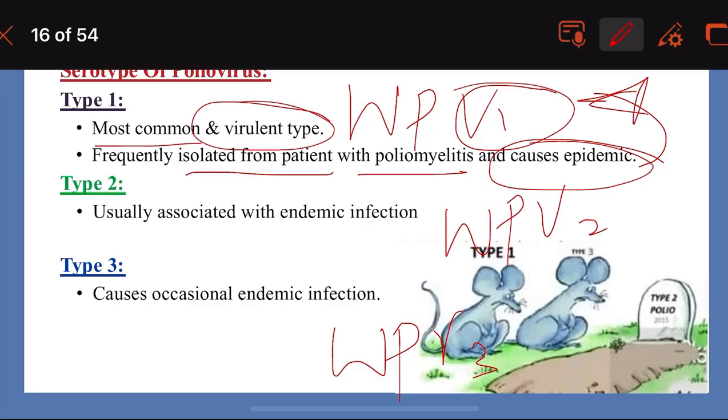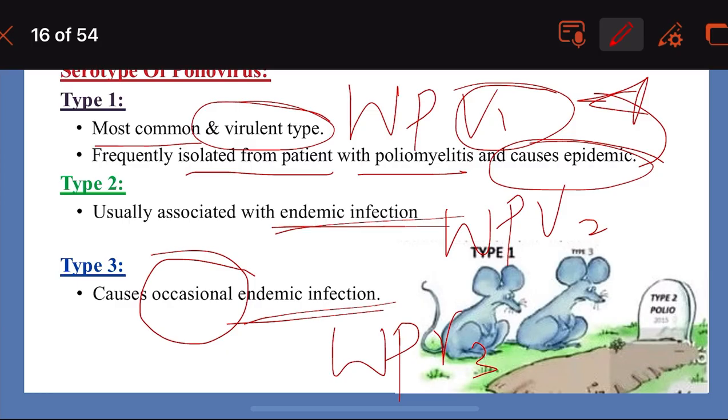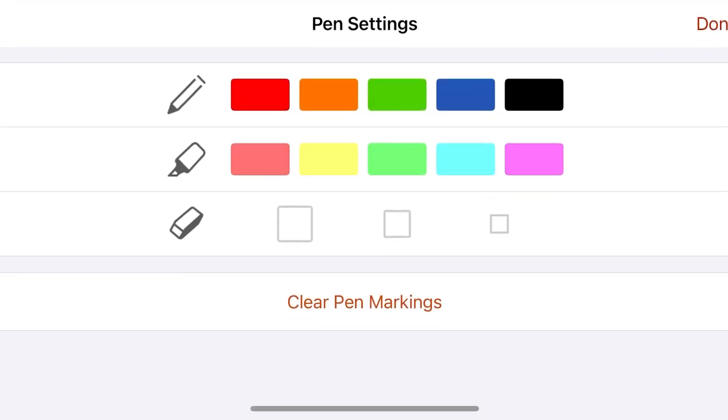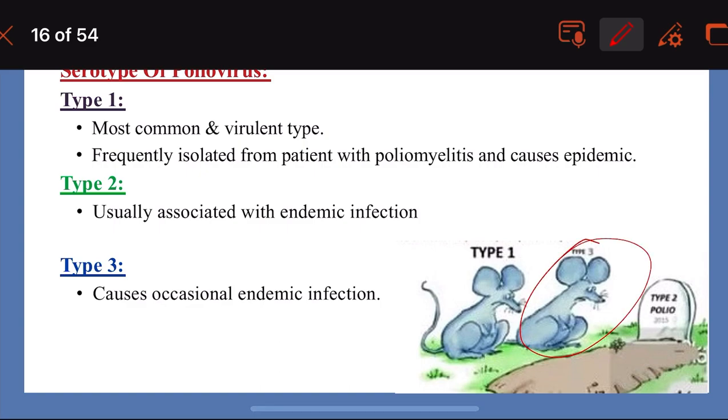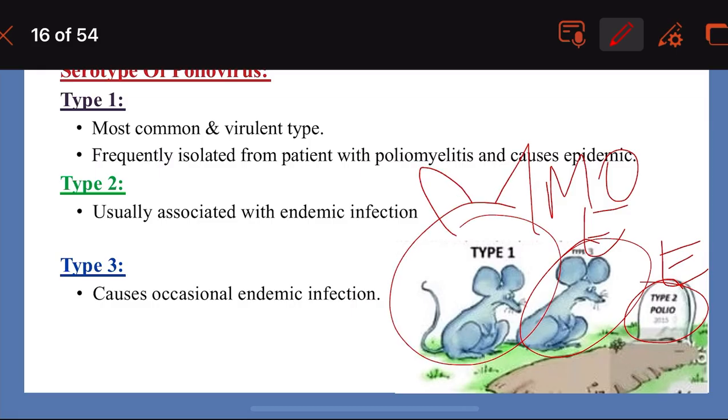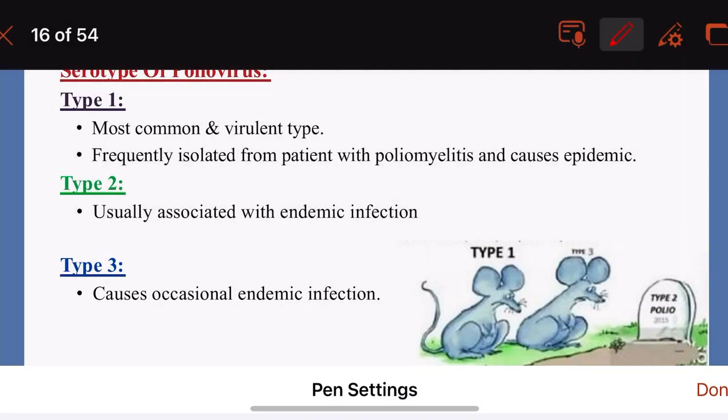Endemic, there will be usual frequency. Type 2 is usually associated with endemic infections. Type 3 causes occasional endemic infections. Is it clear? Type 1, most virulent. Type 2, endemic. Type 3 may occasionally cause endemic infections. Type 2 is endemic. Type 1 is the most virulent one.